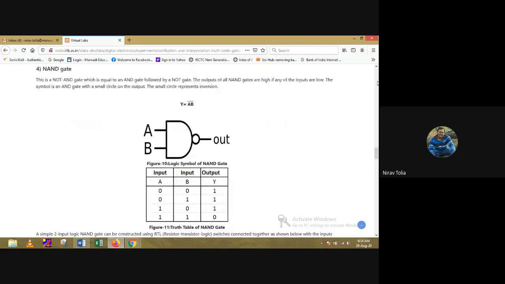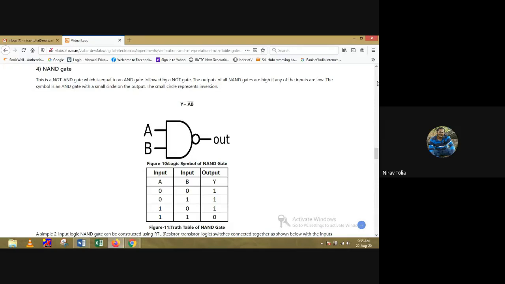The next one is the NAND gate. The NAND gate is very easy to make. We have to put an AND gate, and at the output of the AND gate we have to connect a NOT gate, then it becomes a NAND gate. So the equation of the NAND gate is (A dot B) bar. What does bar indicate? Bar indicates the invert. So this is a NOT AND gate, which is equal to an AND gate followed by a NOT gate.